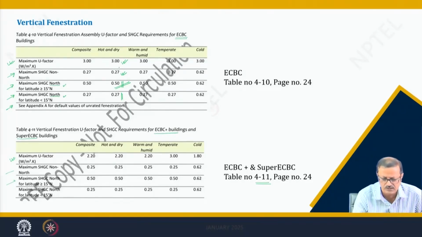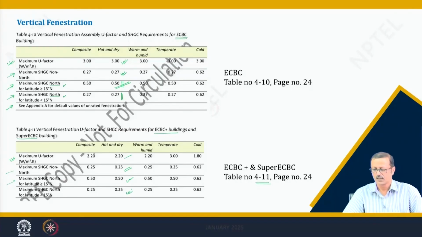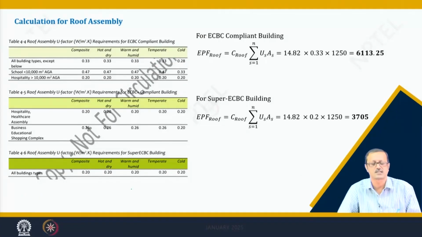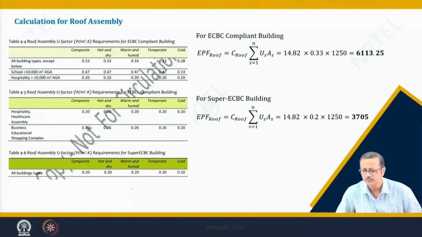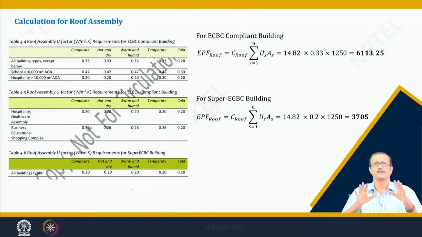So, it is 3, it is 2.2, it is 0.27, this is 0.25, this is 0.5, it remained the same, this is 0.25. So, let us see the calculation from my last lecture, if you remember. I have calculated for ECBC compliance and the super ECBC; the ECBC plus I have not done because things are the same.